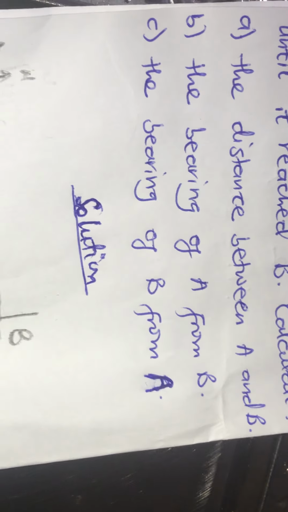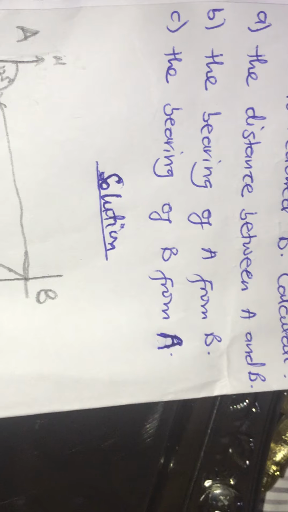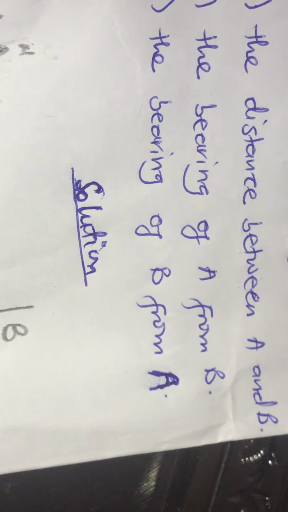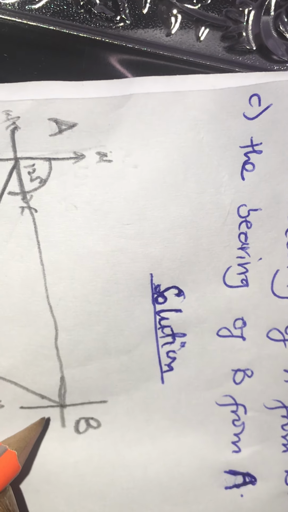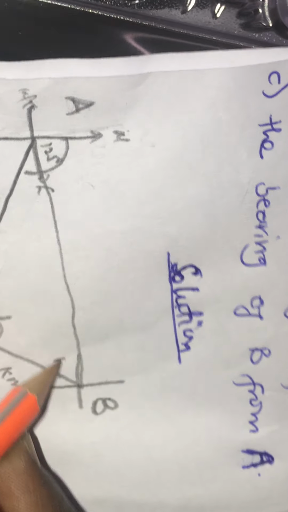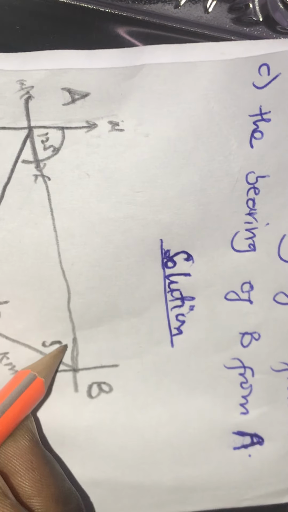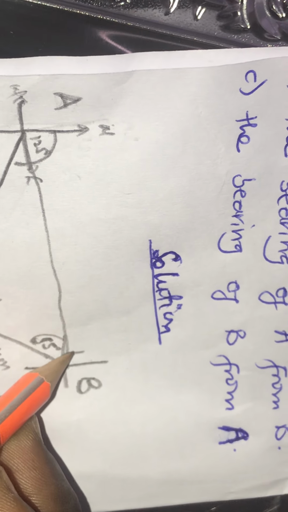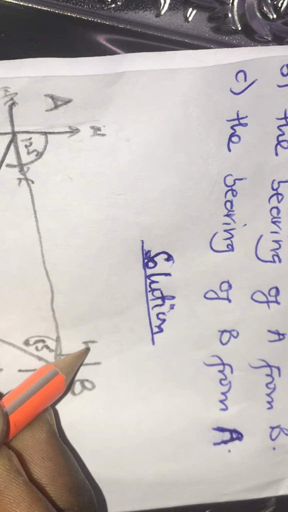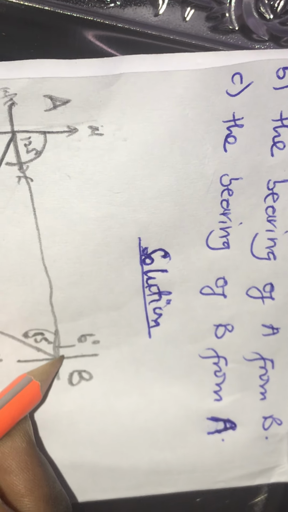Then we come to part B, which says find the bearing of A from B. Now, before we can find the bearing of A from B, this side is 35, so it means we are getting this side as 55 degrees. Then we have a small portion here. Let's extend it up and label it as B degrees, a small angle at the side.